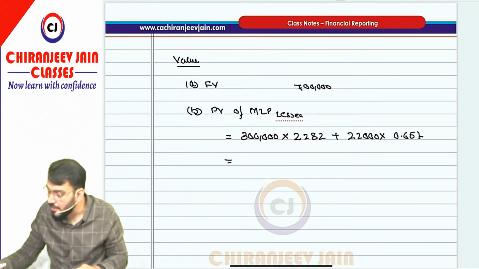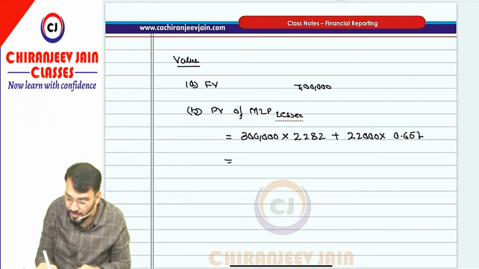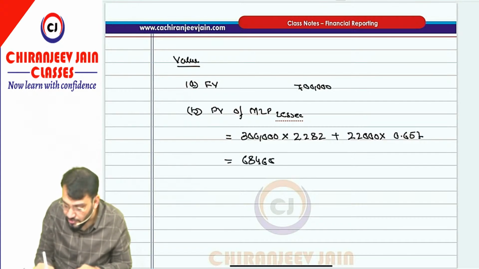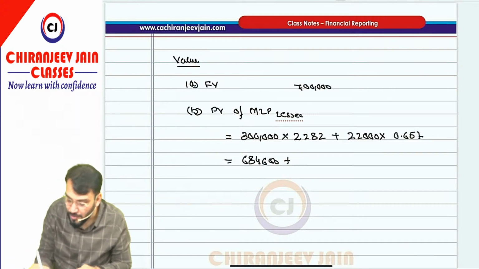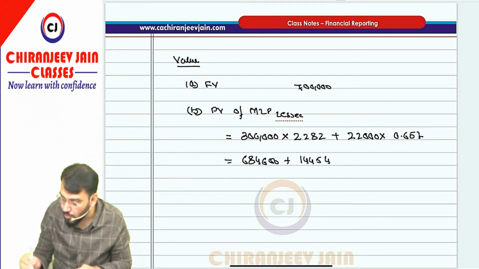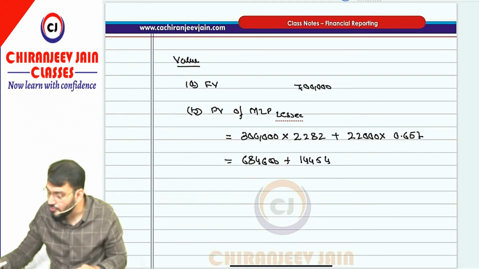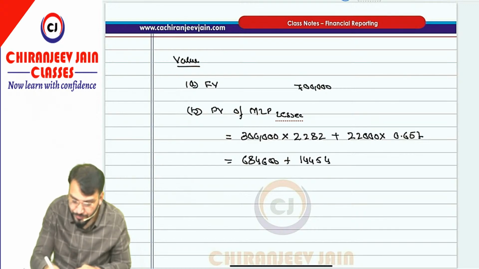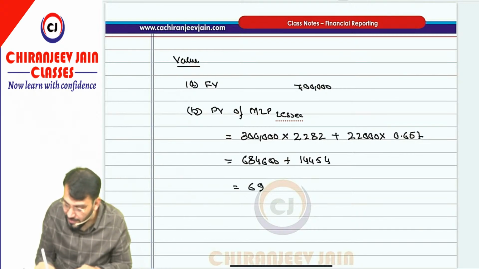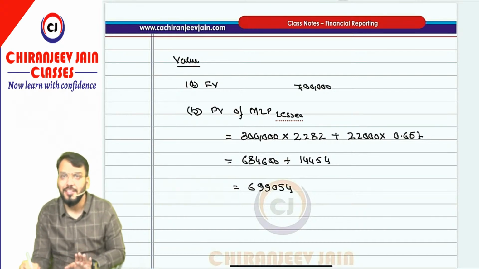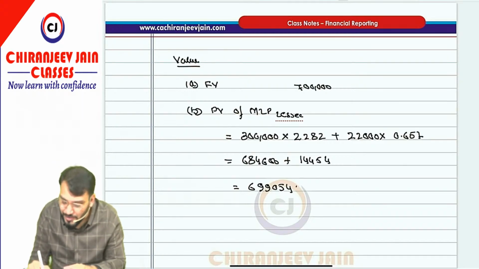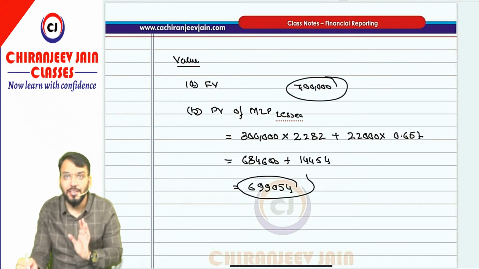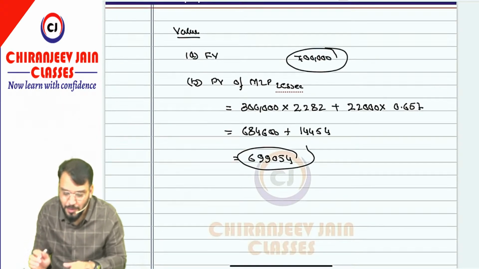Check: 3 lakh into annuity factor gives 6 lakh 84,600, plus 22,000 into 0.657, which is 14,454. So this is coming 6,99,054, which is approximately equal to 7 lakh. I would say you can write 7 lakh, but the institute is taking the lower, so we'll also take the lower. But this is approximately equal to fair value only. From my point of view it should be 7 lakh, but we'll go as per the institute.